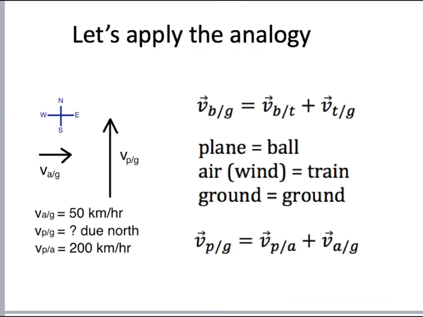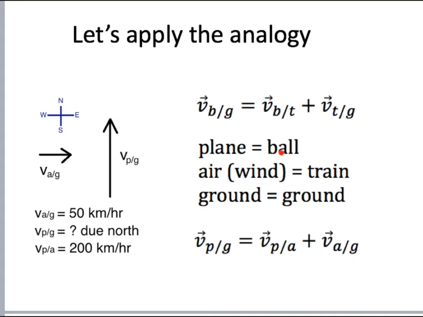So again, that can be confusing, but if we use our analogy, I think it's pretty clear. The ground is going to be like the ground. The air, or the wind, is going to be like the train, because when we say the velocity relative to the air or relative to the wind, that's one where the coordinate system is going to be moving along with the air, just like the coordinate system was moving along with the train. So it's pretty clear, hopefully, that that's going to be the one that's like the train. And then the velocity of the plane is the one that's going to be like the ball.